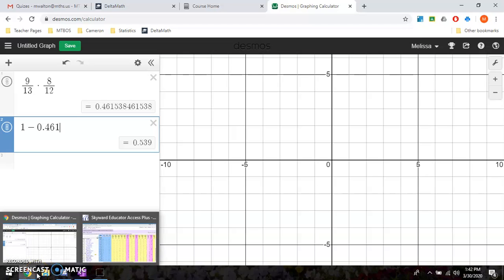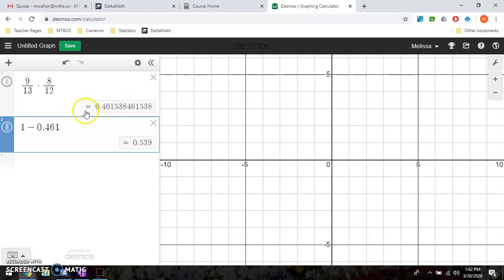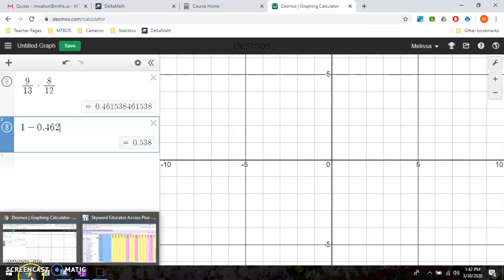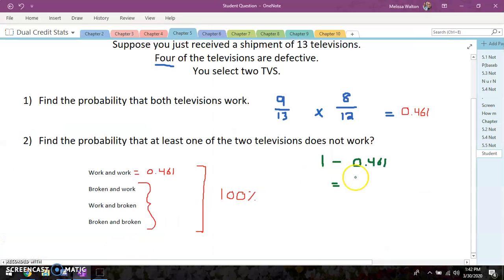Now heads up, it does look like I did rounding incorrectly. I am so sorry about that. That should be 462. I don't want you to get that one wrong. So that's 0.538. So let me go ahead and write those out. This should be a 2 here. 0.538. And then going back, I am so sorry that I rounded wrong on that one. That should be a 0.46.